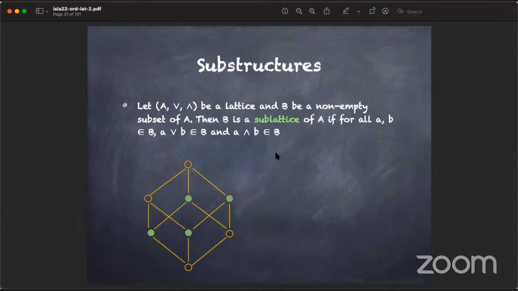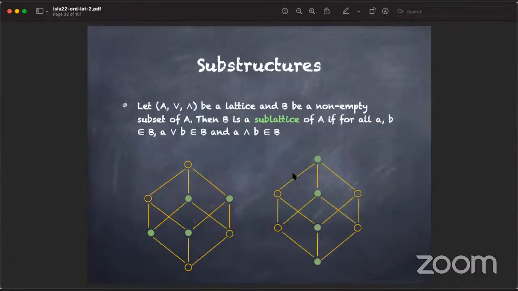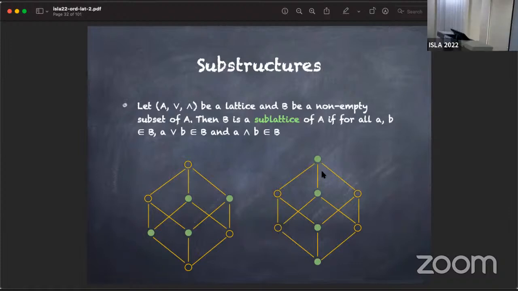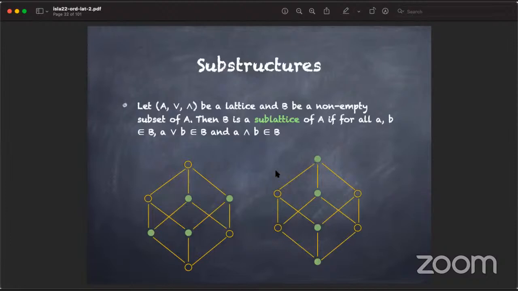Now, if you consider this one, what about them? You just need to consider the unshaded elements here. Do they form a sublattice of the structure? No, ma'am, they don't. Of course not, because there are least upper bounds and greatest lower bounds which are not in that set itself. So here is an example on the left which does form a sublattice, and on the right is an example which doesn't form a sublattice.